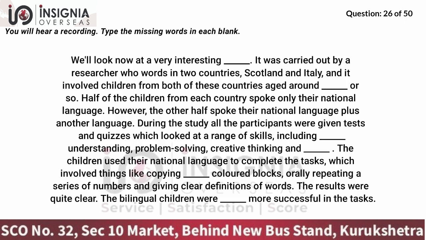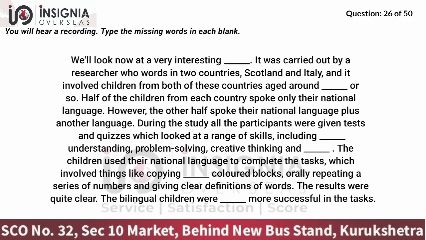We'll look now at a very interesting study. It was carried out by a researcher who works in two countries, Scotland and Italy, and it involved children from both of these countries aged around 9 or so. Half of the children from each country spoke only their national language. However, the other half spoke their national language plus another language.